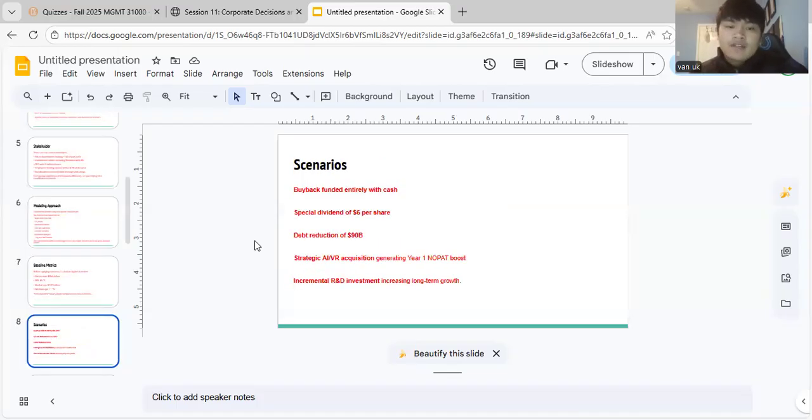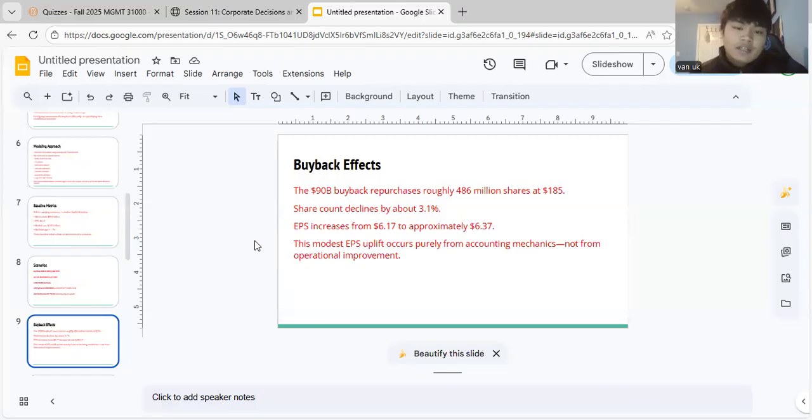The scenarios are buyback funded entirely with cash, special dividend of $6 per share, debt reduction of $90 billion, strategic AR/VR acquisition generating a year one NOPAT boost, and incremental R&D investment increasing long-term growth. The buyback effects: the $90 billion buyback repurchases roughly 485 million shares at $185. The share count declines by about 3.1%. EPS increases from $6.17 to approximately $6.37. This modest EPS uplift occurs purely from accounting mechanics, not from operational improvement.